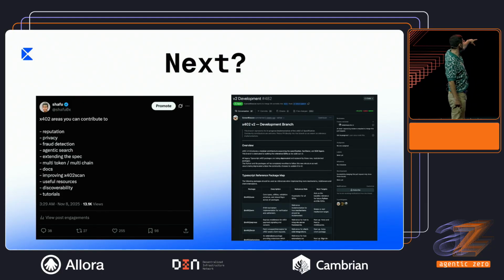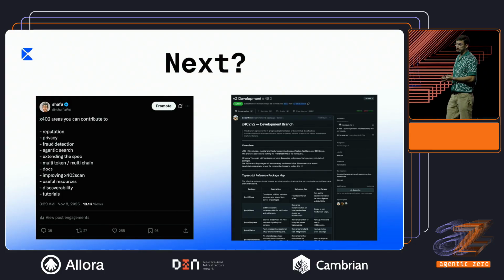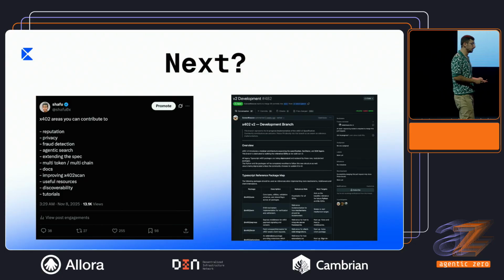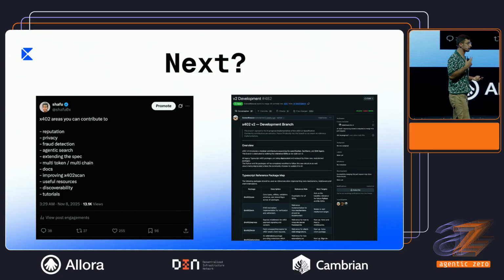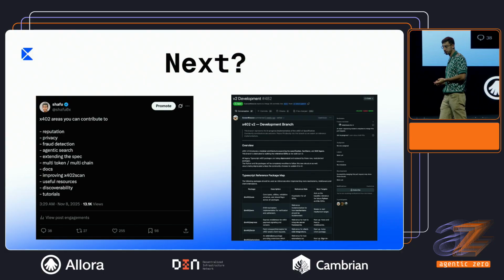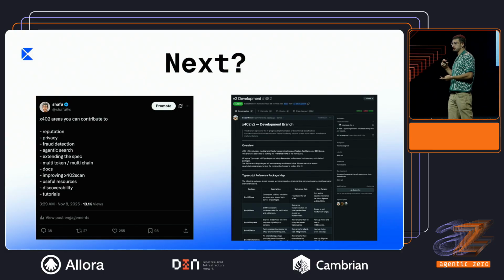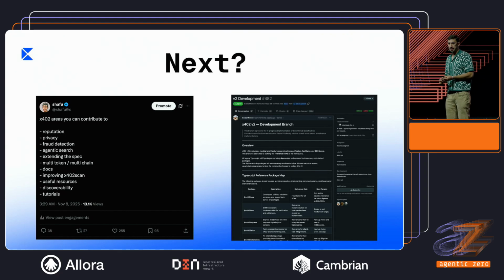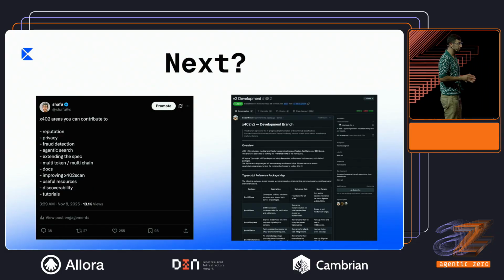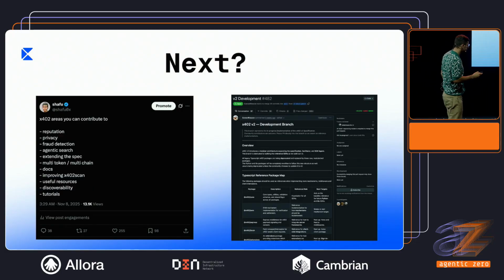We have a lot of things that you can contribute to. I think privacy is a big thing, making x402 private. Reputation is a big thing. Supporting multi-tokens, multi-chain. Currently, on x402 Scan, we only show USDC transactions, so it would be cool to get some other tokens there. I think discoverability is cool, indexing, writing some good docs, making some good tutorials. It's all very, very early.